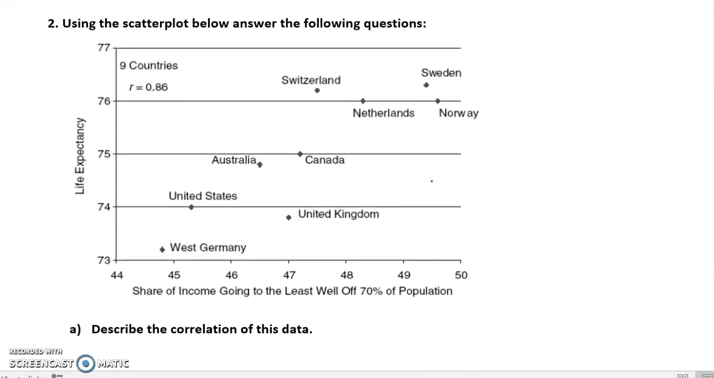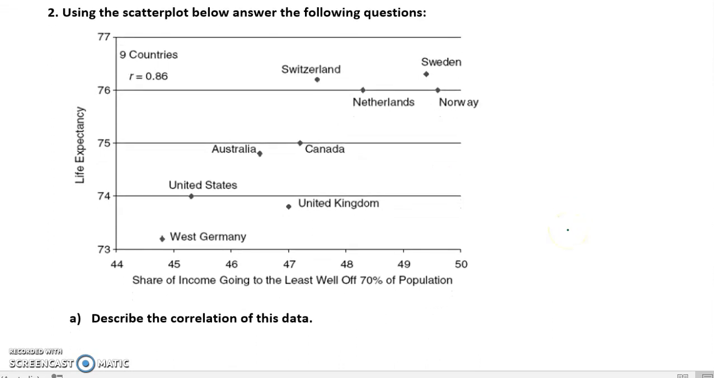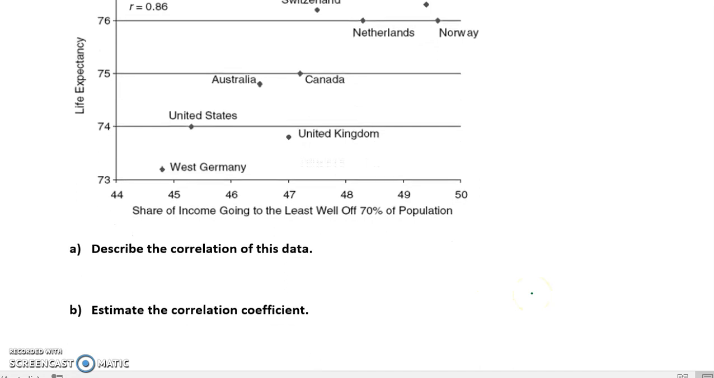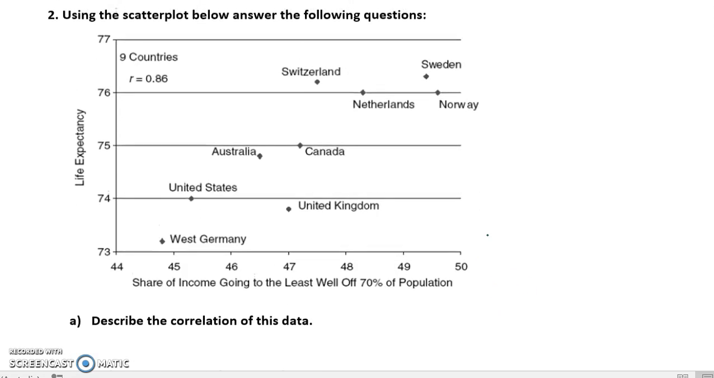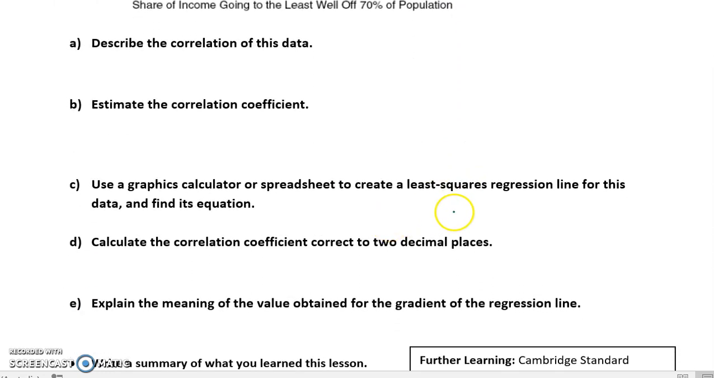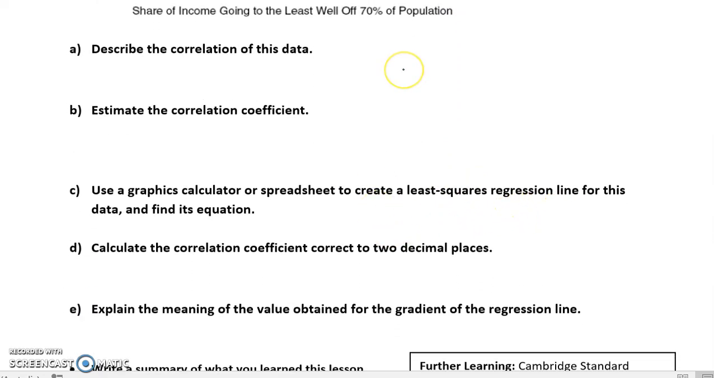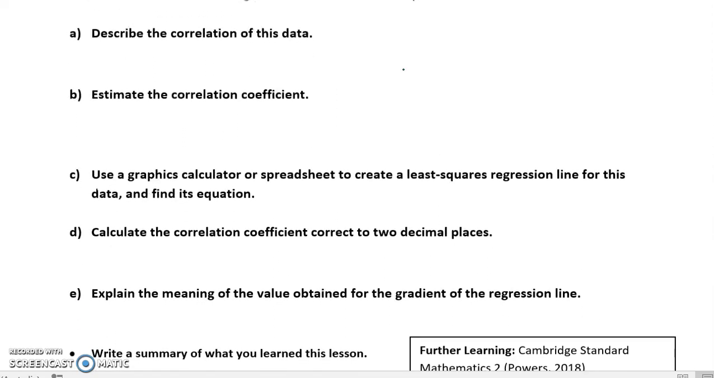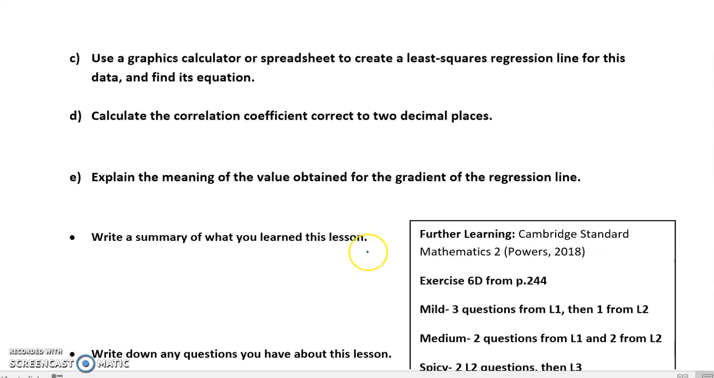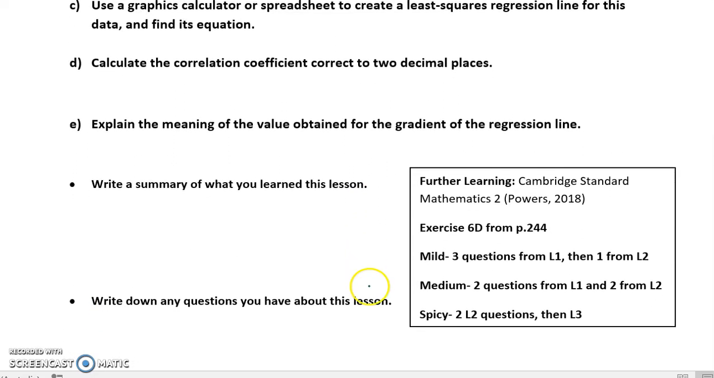Here's another sort of HSC type question where we're looking at life expectancy in different countries and the share of income going to the least well off. They want you to describe the correlation. So just by looking at it, estimate the correlation coefficient, and then create a least squares regression line with the equation, put it in, calculate the correlation coefficient, and see what the meaning of the value obtained for the gradient is. Okay, so keeping that in mind, I'd like you to have a go at 6D.